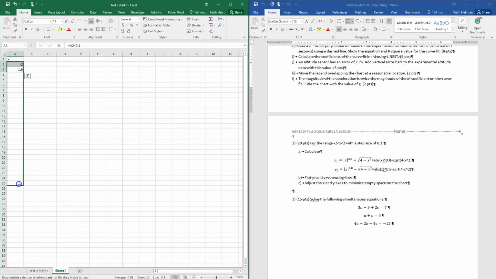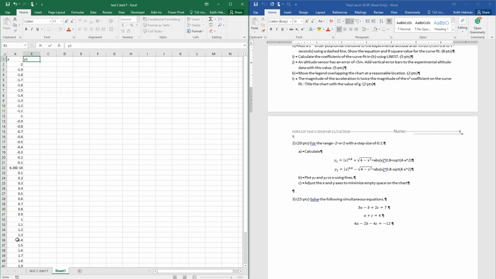We can drag this down to, no we can't, we just want to drag this one down. This is our formula. All the way down to 2. And then we have y1 and y2.